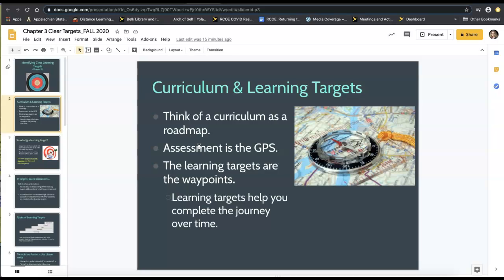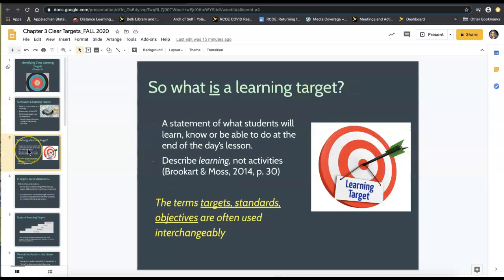So our learning targets, which they describe as enabling targets, help us reach our broader goals, which are our standards. So what is a learning target? It's a clear and concise statement of what students will learn, know, or be able to do at the end of a lesson. And they should describe the learning, not the activities.